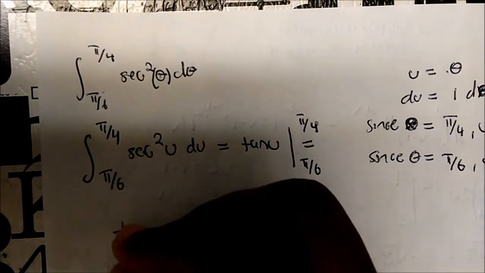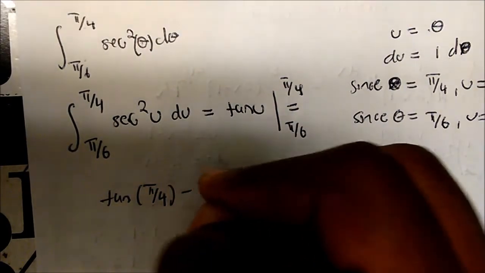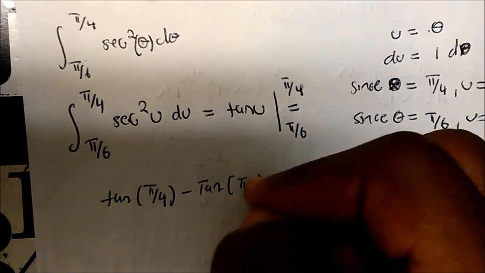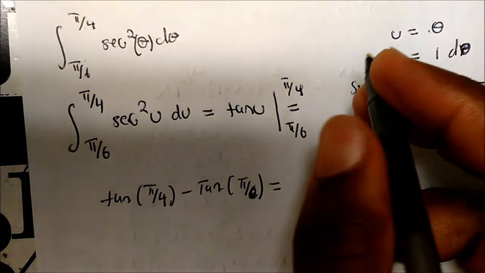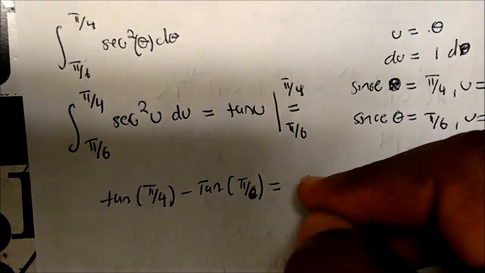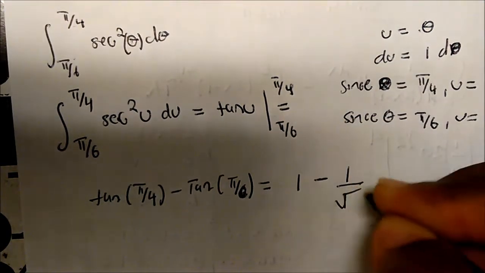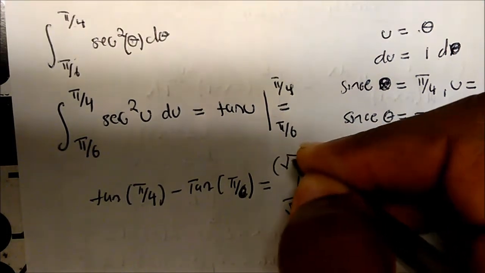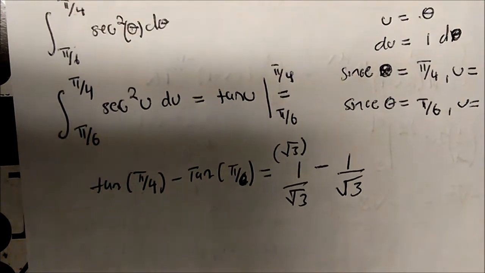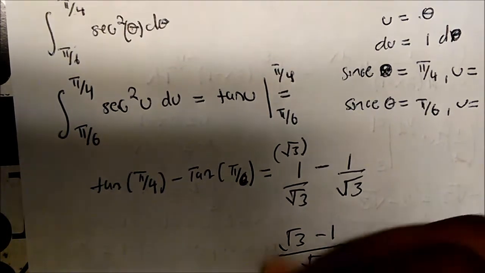So this now becomes tangent of pi over 4 minus tangent of pi divided by 6, and this should give us our answer. Well, tangent of pi over 4 is just 1, minus tangent of pi over 6, which is 1 over the square root of 3. I can just find a common denominator here, and we get our answer to be the square root of 3 minus 1 divided by the square root of 3.